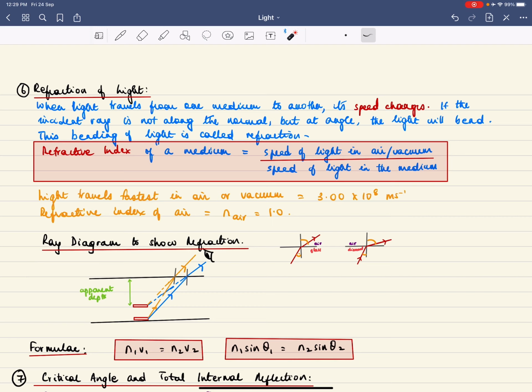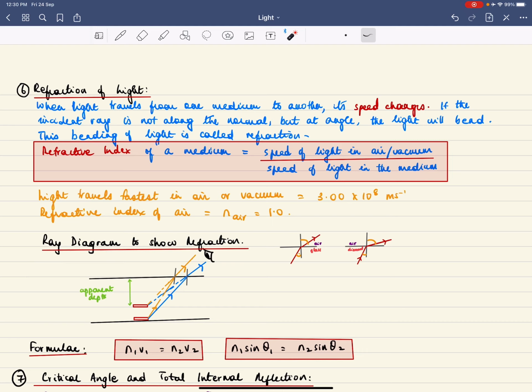And this bending of light, because the speed changes, is called refraction. One of the terms used is refractive index. The letter for refractive index is n. It's comparing how much slower light travels in that medium compared to air.